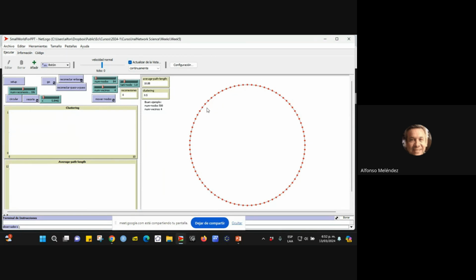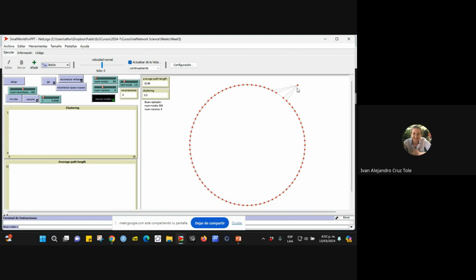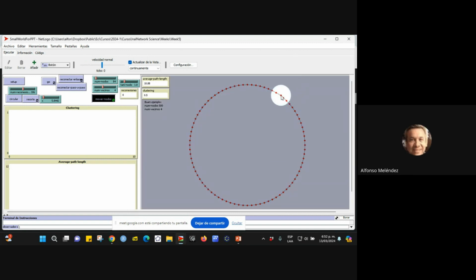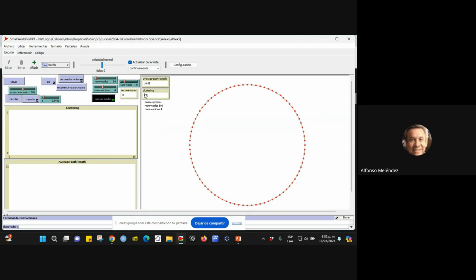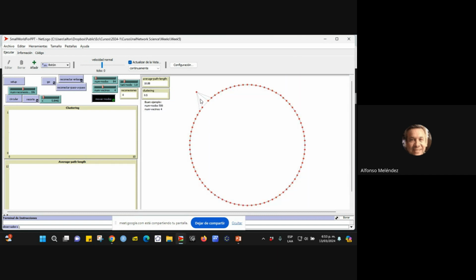It's a regular network. Look, how many connections has this node? You can see? Yes, 4. And this? Same, 4. So this is a regular network. Look, the clustering coefficient of this network is 0.5. It's very high. And why is it 0.5?